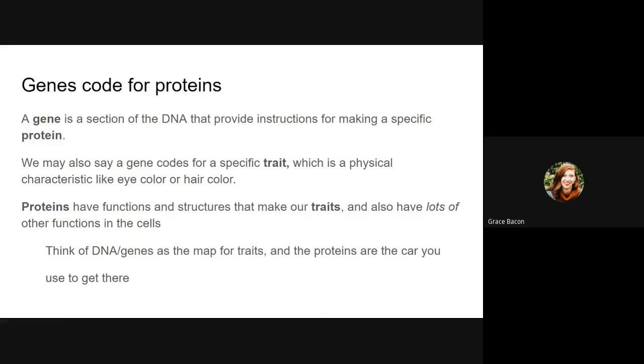So like I said, a gene is a section of the DNA that provides instructions for making a specific protein. You may also hear me say, or hear in some videos, that the gene codes for a specific trait, which is true. A trait is like a physical characteristic like eye color or hair color. But the way that it codes for this is by coding for a protein. So by giving the instructions for a protein, which then has the structures and functions to make our traits. So a gene codes for a protein, which defines our traits.